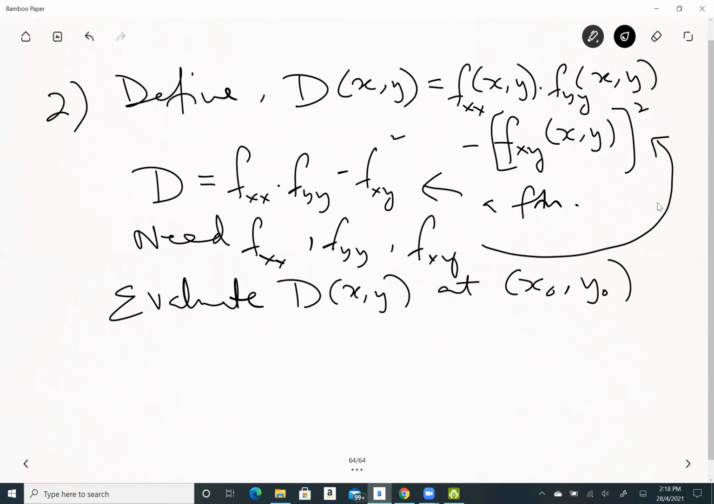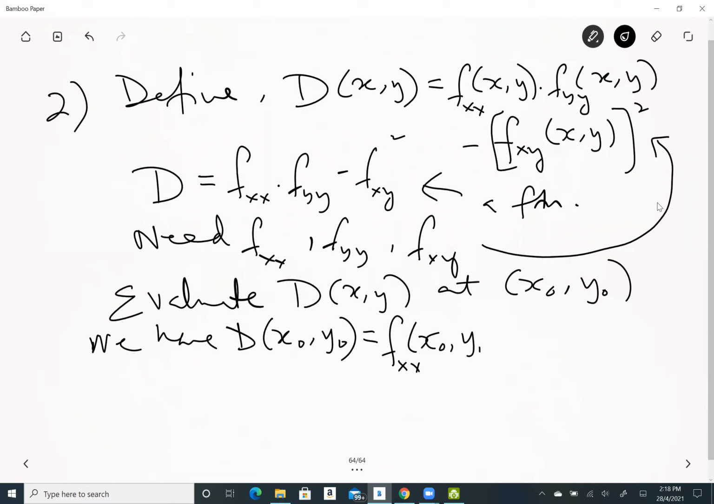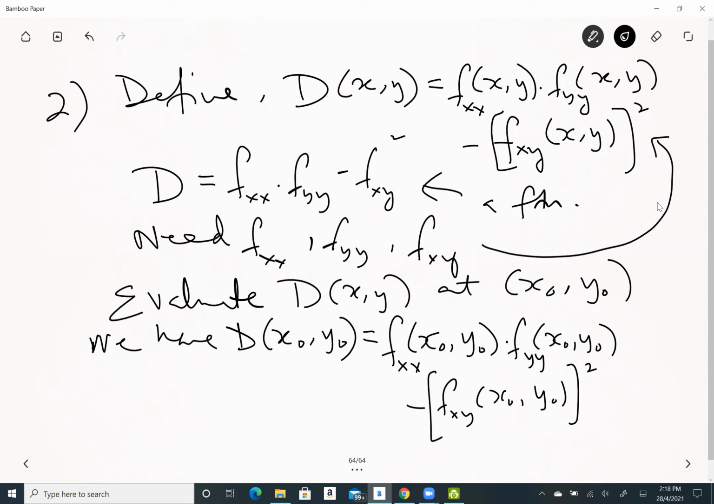All right. So when you do that, we'll have D(x0, y0). So that will be a value, okay? And that is obtained by taking the second partial derivatives, evaluated at the critical point x0, y0, minus fxy at x0, y0, everything squared.